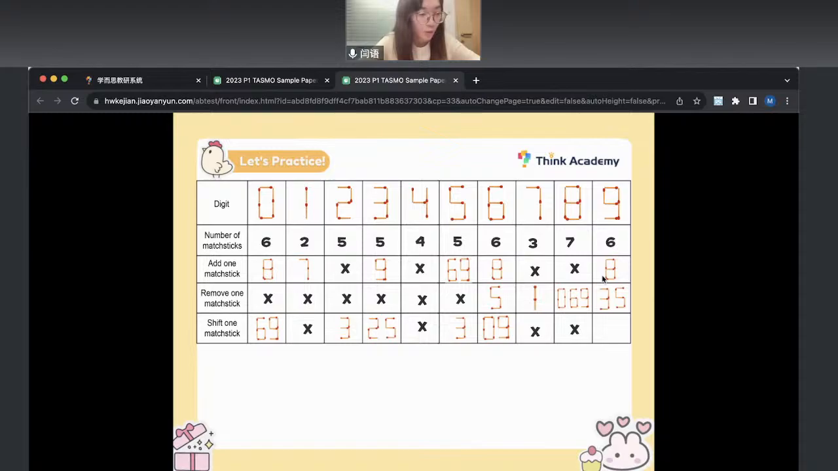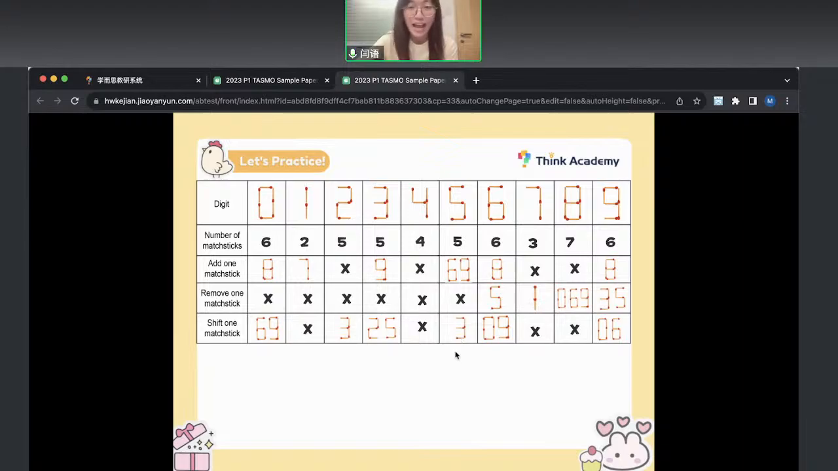Only 6? Find all the possibilities, everyone. Yes, okay, well done. Here, 0 and 6. Okay, so now everyone, you see, wow, there are so many key points about the matchsticks, okay?